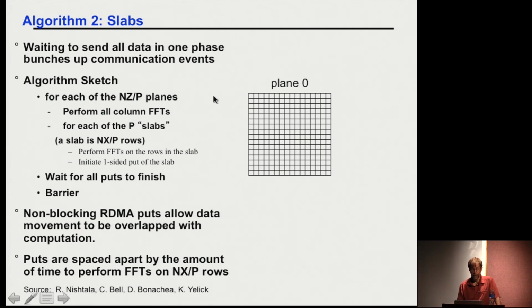And so again, I own 4 of these 16 by 16 slabs, but let me just show you what happens with one. So I'm going to start by doing all the column FFTs. So I will finish all of those. So I'll do 16 local FFTs. And now I start doing the row FFTs. So what I'm going to do is finish all of these 4 row FFTs, and then I'm going to send them to processor 0. Then, while I'm sending them to processor 0, I will immediately start doing the next 4 row FFTs.